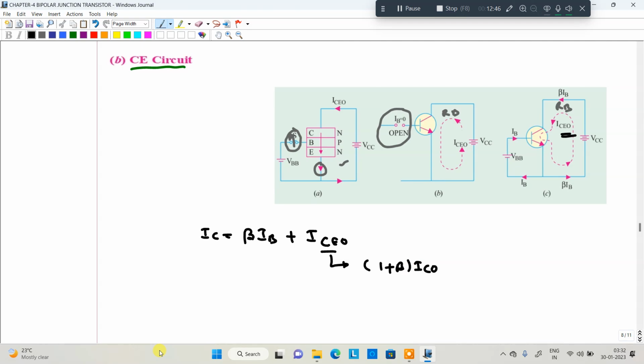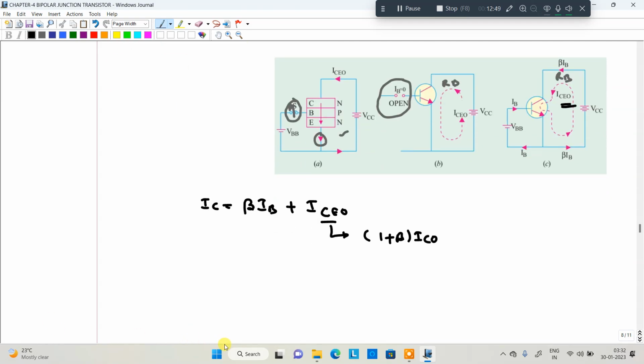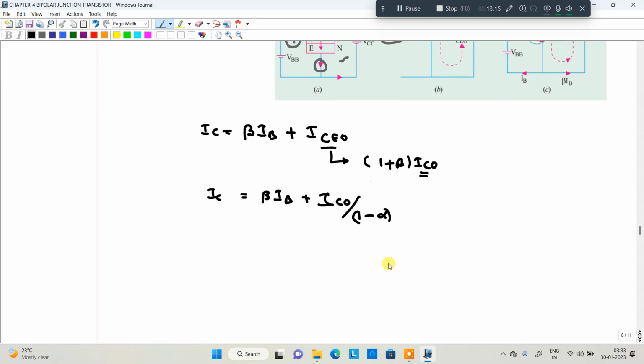ICO we already discussed in the previous case, right? This particular leakage is equivalent to (1 plus beta) into ICO. So finally IC is equal to beta into IB plus ICO divided by 1 minus alpha. So 1 plus beta is equivalent to 1 divided by 1 minus alpha. That particular formula I can replace here.